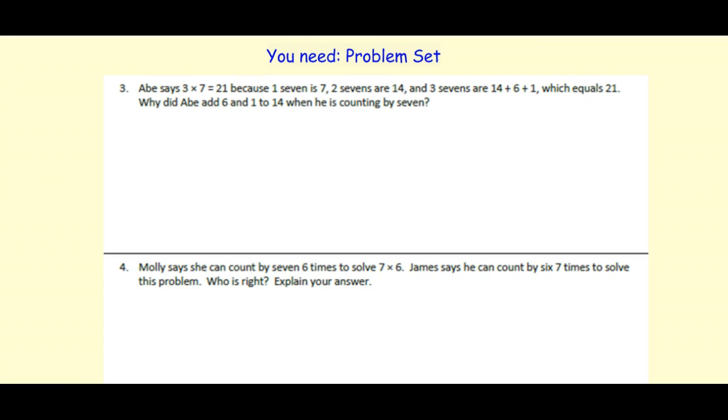Next part of the problem set, number 3 says, Abe says 3 times 7 equals 21 because 1 7 is 7 and 2 7s are 14 and 3 7s are 14 plus 6 plus 1, which equals 21. Why did Abe add 6 and 1 to 14 when he was counting by 7? You see a lot of numbers there, and I know that it looks confusing, but let's break this problem apart when we're looking at it.